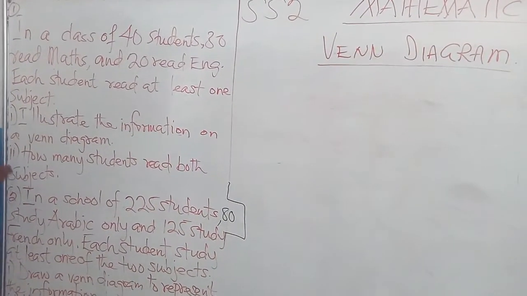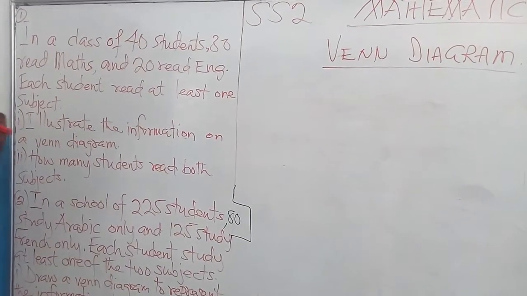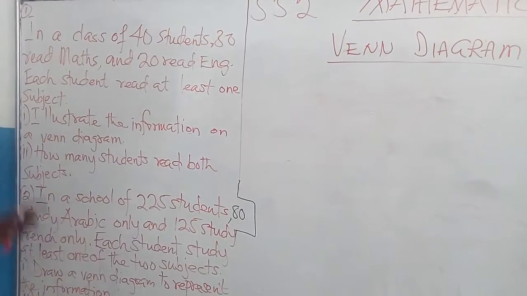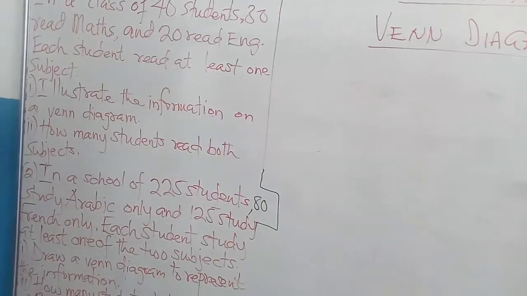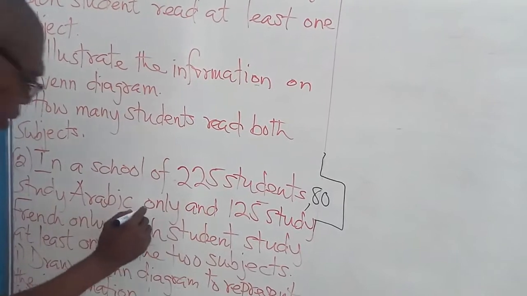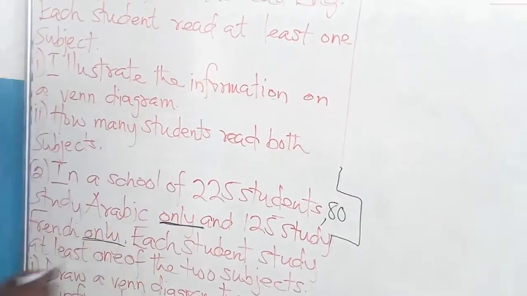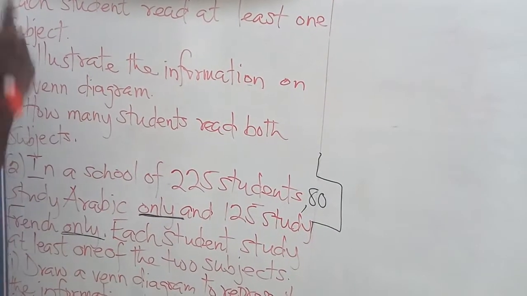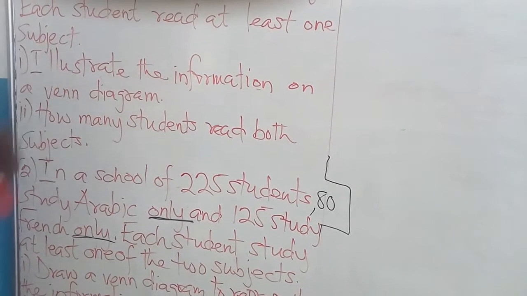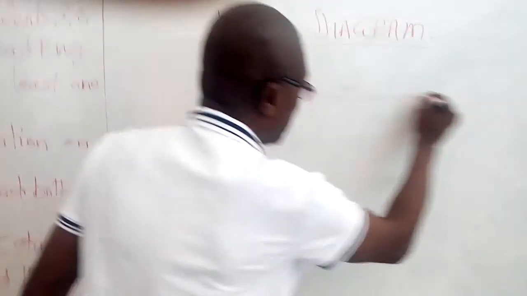Now, in a school of 225 students, 80 study Arabic only, and 125 study French only. Each student studies at least one of the two subjects. Now, with this, let us be very particular about the word only. Only means those students are not here, they are not there. They study one subject. So let's try to represent that information on the Venn diagram.